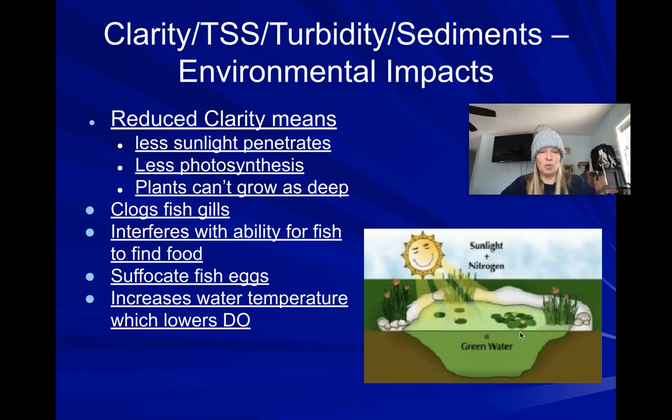It also increases the water temperature, which lowers the dissolved oxygen. In more cloudy water, the sunlight scatters more, and as it scatters more, it actually warms up the water more. And as the water warms up, remember back to DO, warmer water holds less DO, so there's less dissolved oxygen in it. So those are your environmental impacts of TSS.